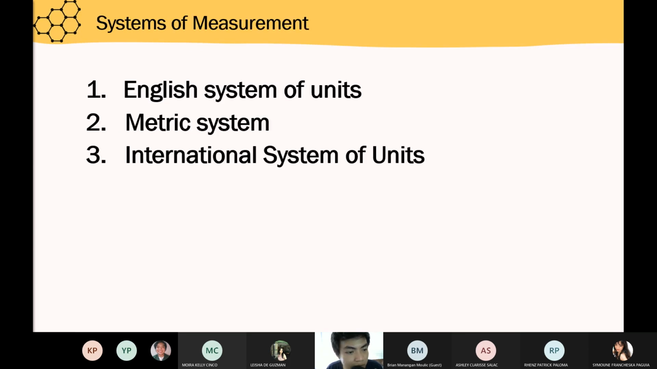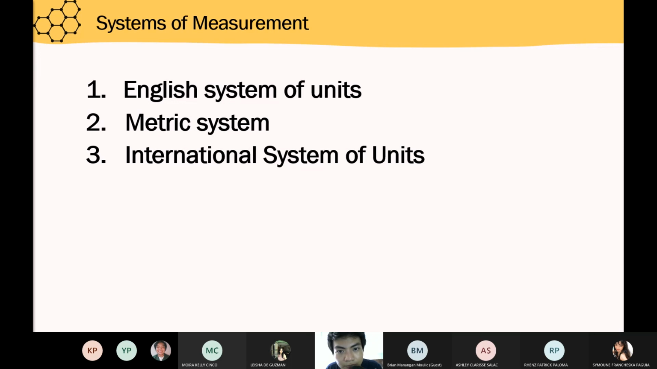And then we also check the history of the measurements. So we started with the English or the imperial system, followed by the metric, and later on the international system of units. So ano lang yung mga improvement dito?